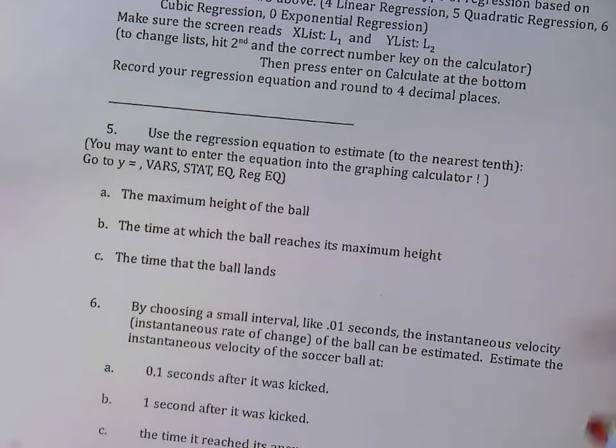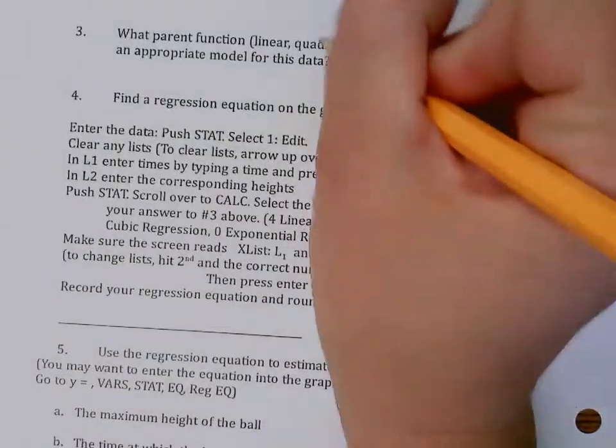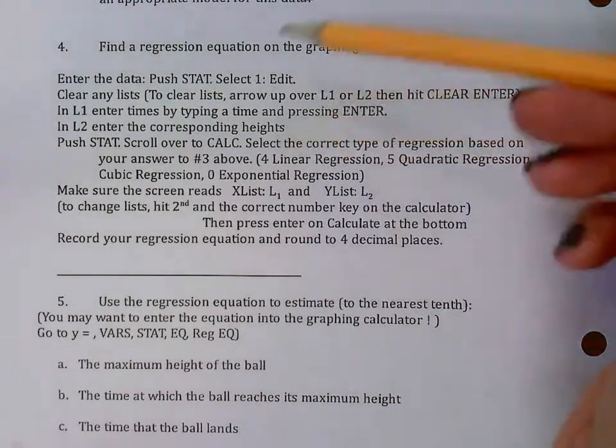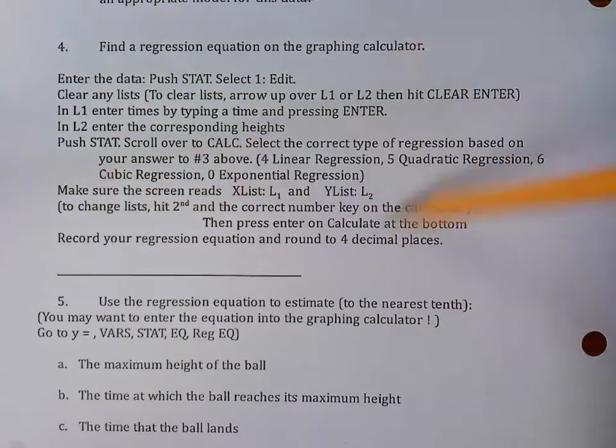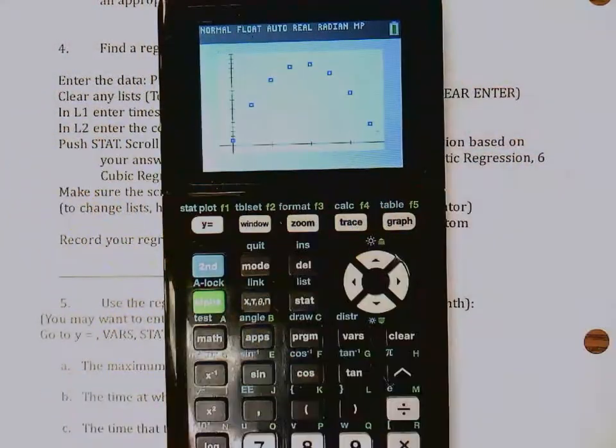So I'm skipping 1 and 2. You can come back to those. What parent function? Quadratic. And then find a regression equation. Here were all the steps. So I will do the steps with you. Did everyone get their data to show up on the graph first before we try to do the regression?